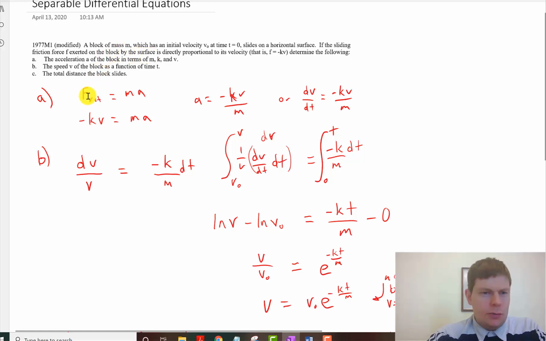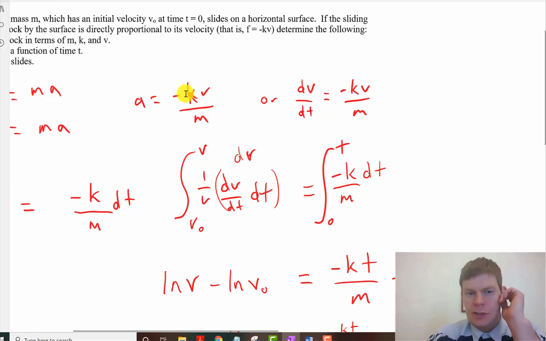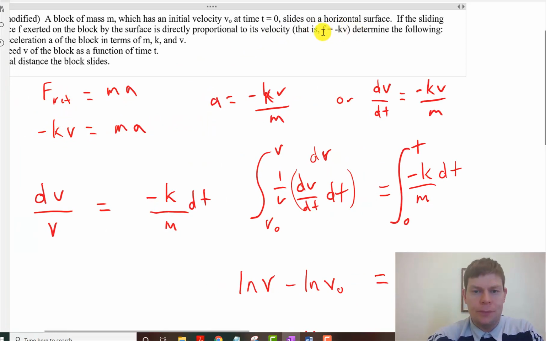So that's not too hard. We've got F net equals m times a, and the only horizontal force on the block is your drag force, your friction force here, which is minus kv, minus because it's opposite to the direction of motion. And so that's going to equal m times a. If you want to solve for a, we just divide both sides by m, and we've got your acceleration is minus kv over m. So it shouldn't be too hard. F net equals ma, and our net force is just this funny drag force given to us.